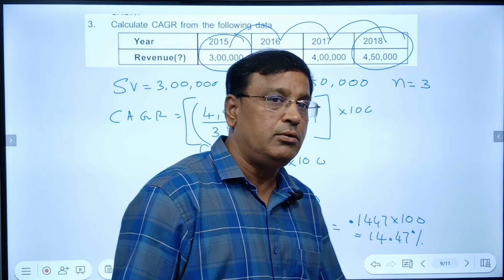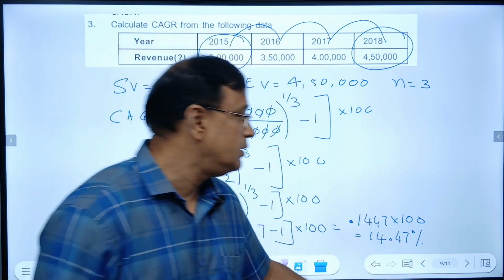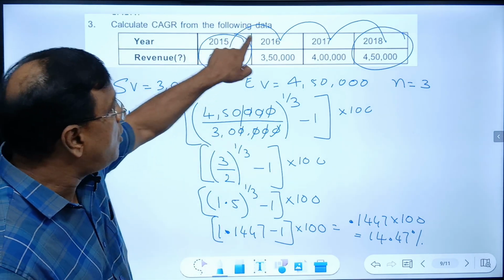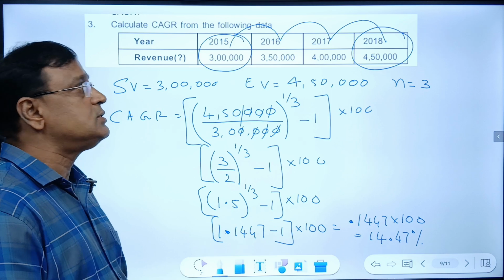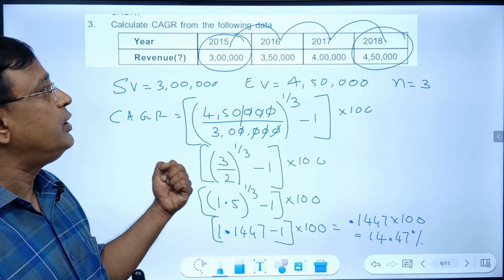Okay, compounded annual growth rate. Because this money is compounded over a period of time. It's a compounding effect of 3 lakhs for the duration of 3 years.